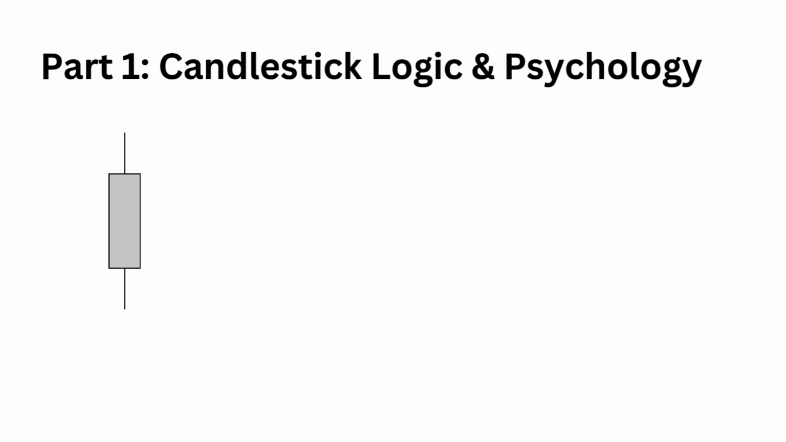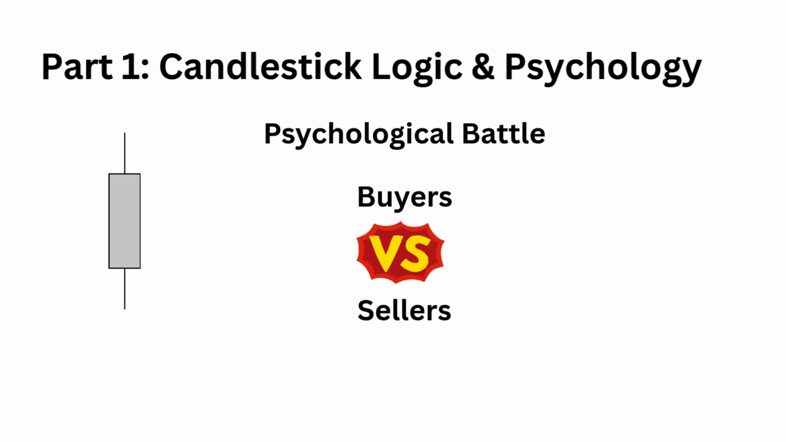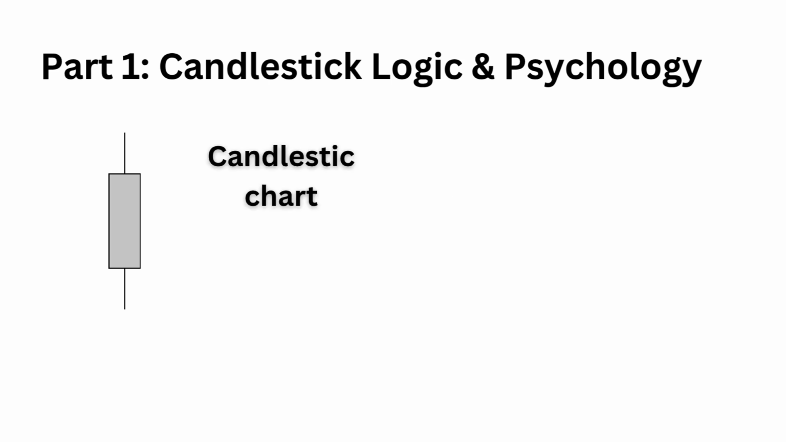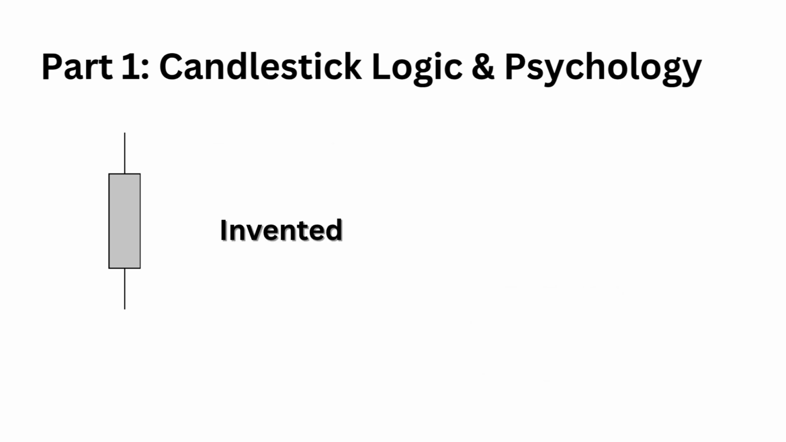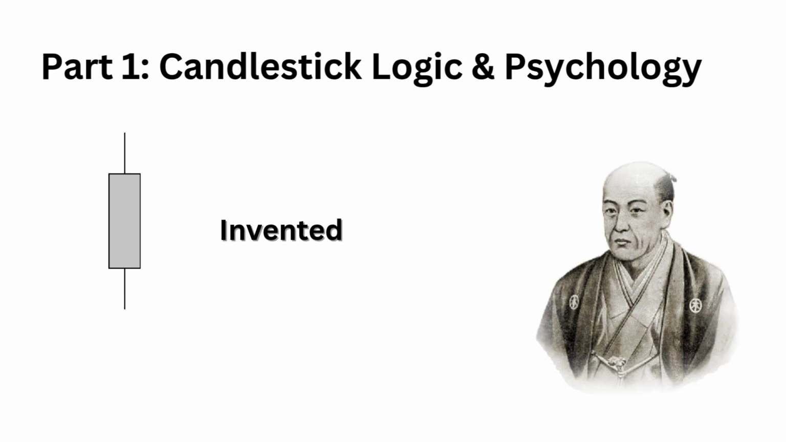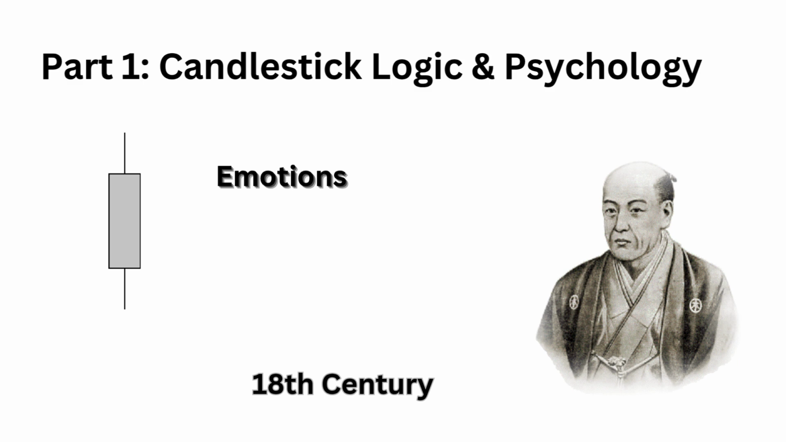A candlestick is more than a shape. It's the psychological battle between buyers and sellers over a set period of time. Candlestick charts are one of the most popular tools in technical analysis used by traders worldwide. Their origin dates back centuries and combines both art and practicality in market analysis. Invented by Munehisa Homa, a legendary Japanese rice trader in the 18th century, Homa is often credited with developing the earliest version of candlestick charting. Homa realized that markets were influenced by emotions as much as supply and demand. His charting method combined price movements with psychology.